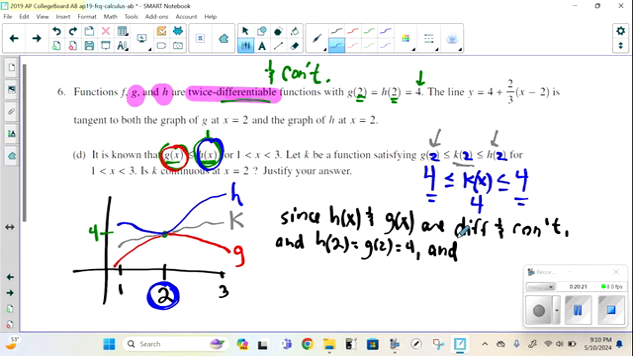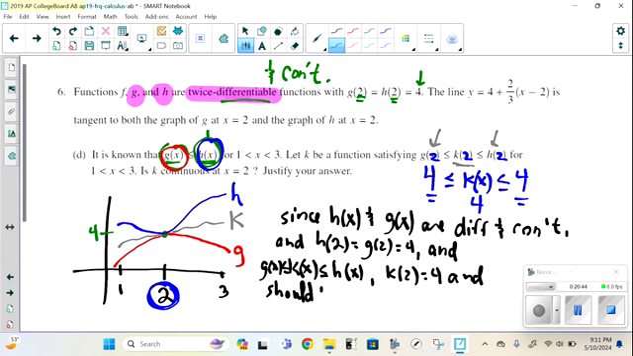And I'm just writing down what I told you. And k of x falls in between these two, inclusive. Okay, k of 2 should equal 4, and k is continuous at x equals 2.